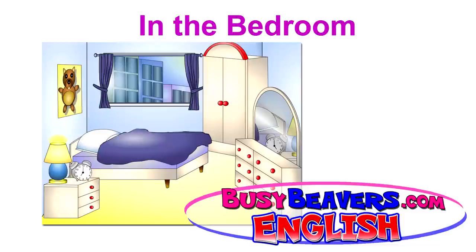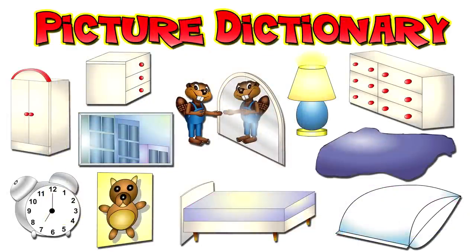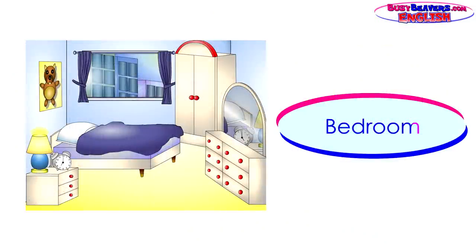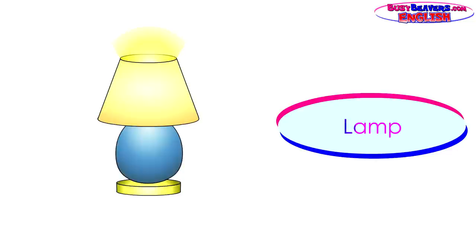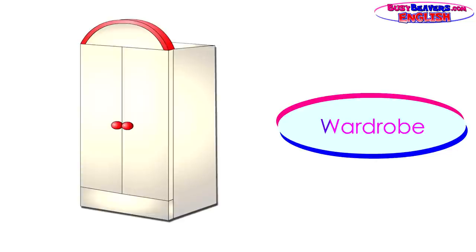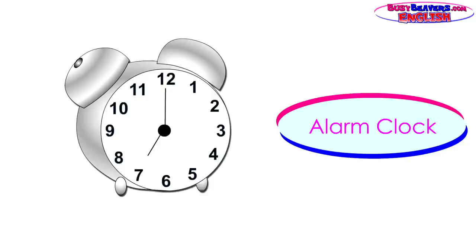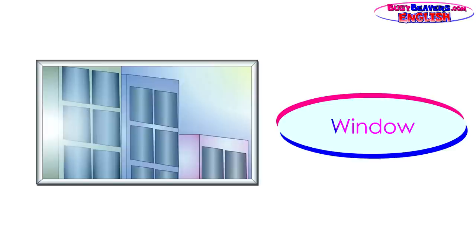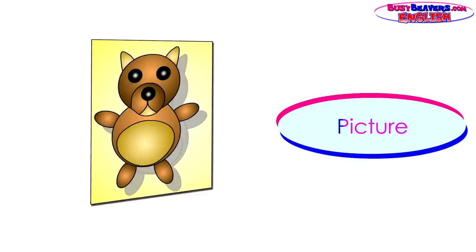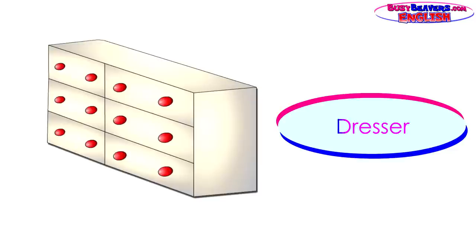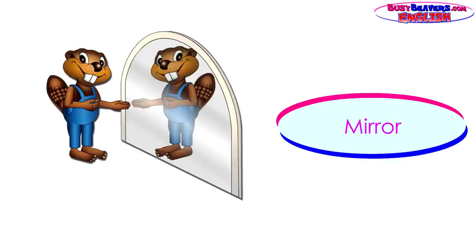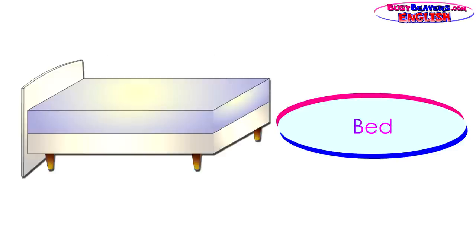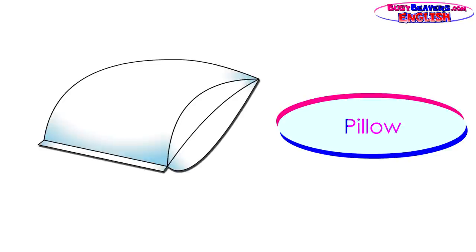Lesson 22. In the bedroom. Bedroom. Lamp. Wardrobe. Alarm clock. Night table. Window. Picture. Dresser. Mirror. Bed. Blanket. Pillow.